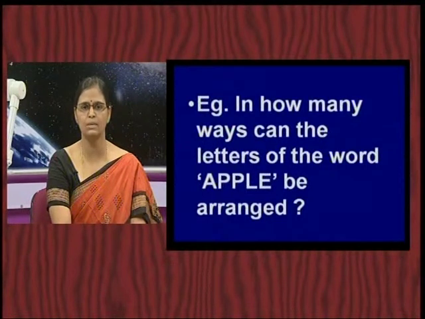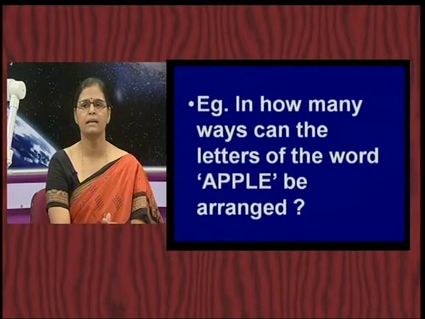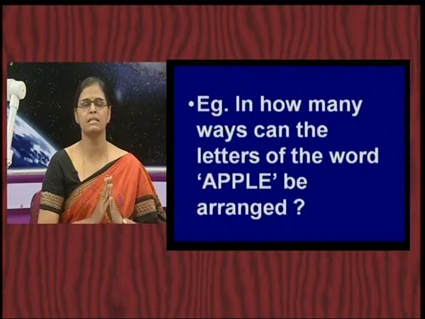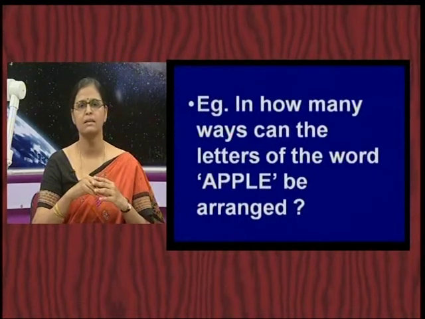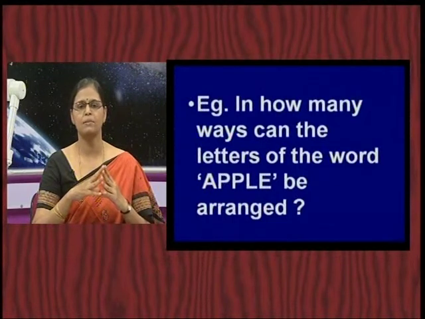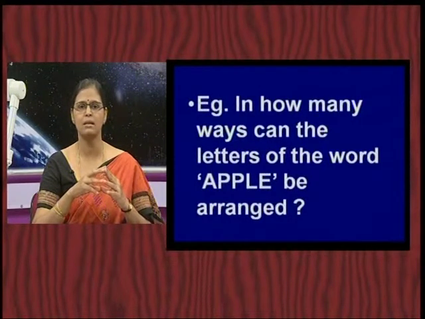What is the next thing you should remember? In the letters of the word, how many letters are there? 5 letters. In these 5 letters, 2 letters are alike. So, what would be the possible arrangements? You can apply the formula that we have discussed, n factorial by p factorial into q factorial. Here n is the number of letters, 5, divided by 2 factorial, because 2 things are alike.